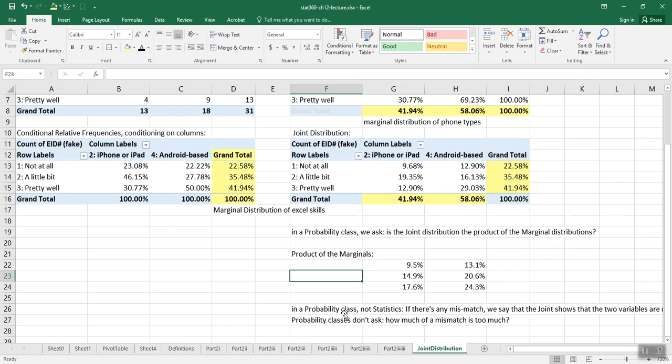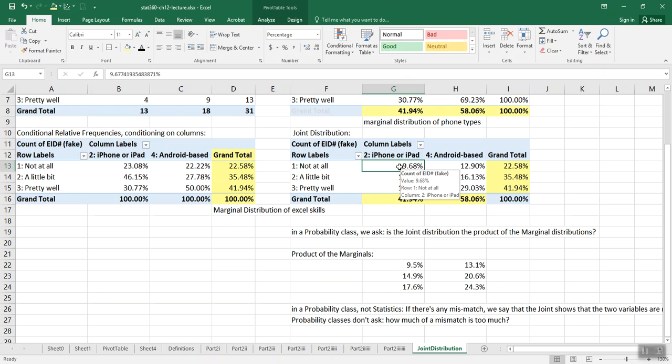So in a probability class, we'd say, well, since there's some mismatch, we know that this table up here is not independent. But we don't, in a probability class, talk about how close is close enough, or how far is too far away. It's just if there's any mismatch, then that's non-independent. But in stats, we talk about how close is close enough, and what was my sample size and stuff. So this is the real joint distribution. This is the product of the marginals, which is what the joint distribution would be if the data was independent.